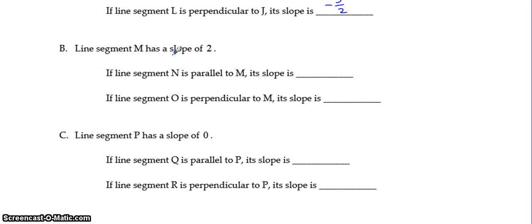Line segment M has a slope of 2. When it's just a number, it means your rise is 2 and your run is 1. So what would the slope of a line parallel to this line be? That would be 2, because it would be equal. What would the slope of a line perpendicular be? Well, this is positive, so the opposite would be negative, and you'd flip this upside down. 2 over 1 would become negative 1 over 2.